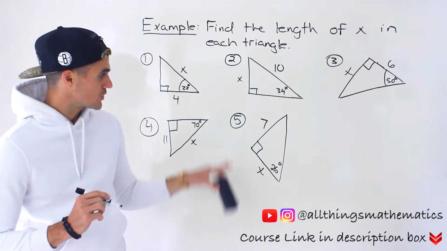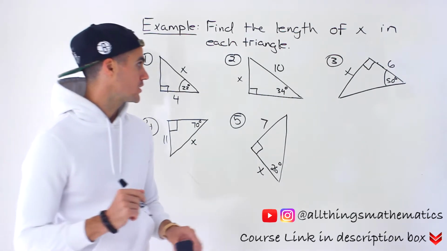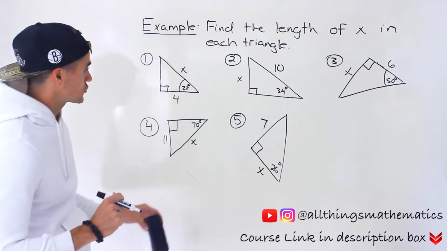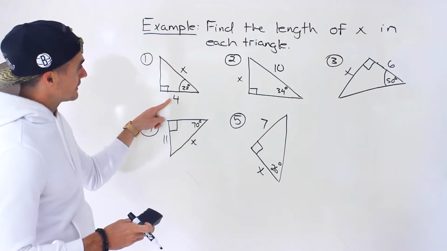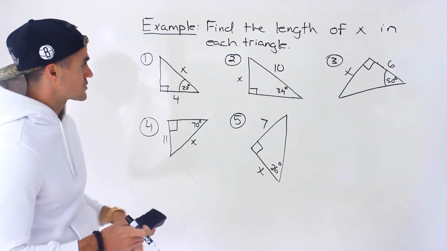So what we have to do is, for each of these triangles here, find the length of x. Starting with this first right angle triangle, we have this side length 4, we have this angle 22 degrees, and then we have the x right here.